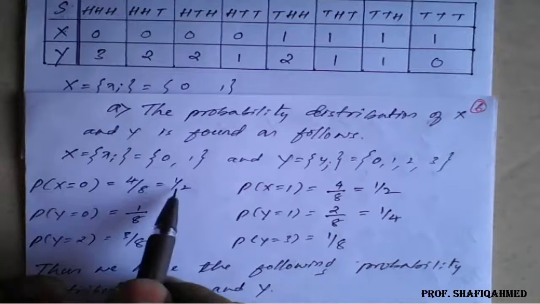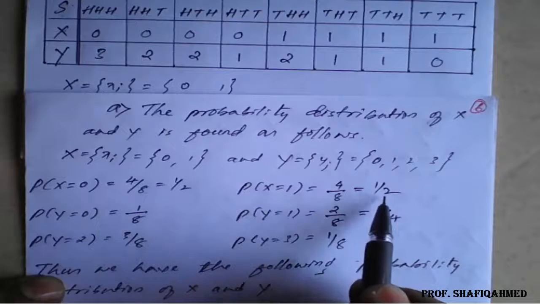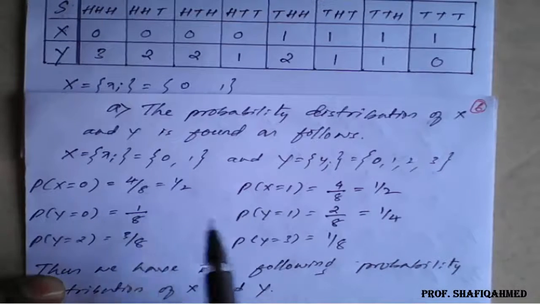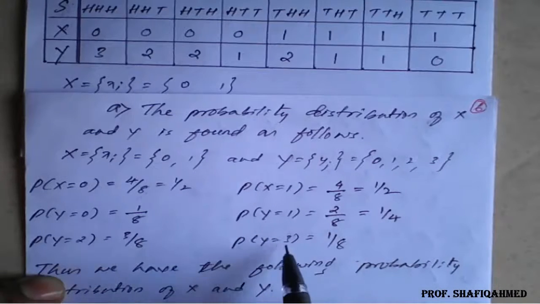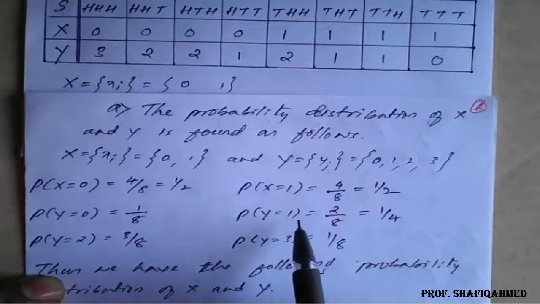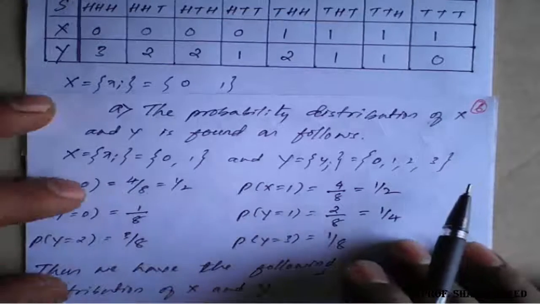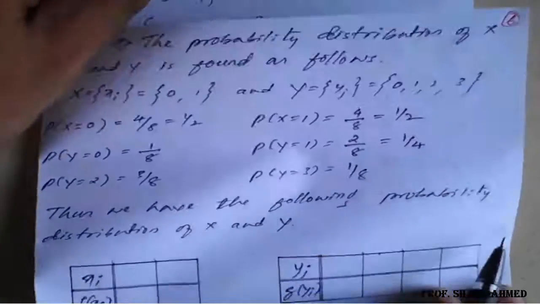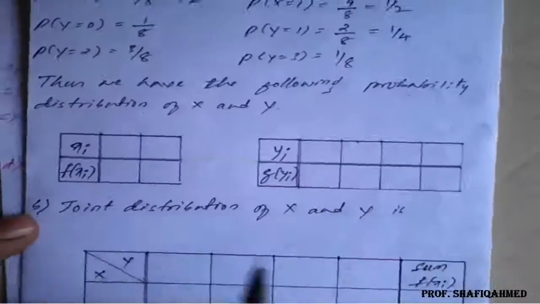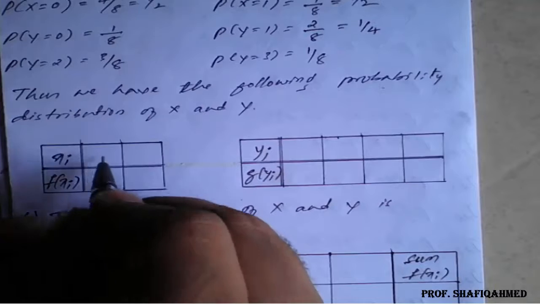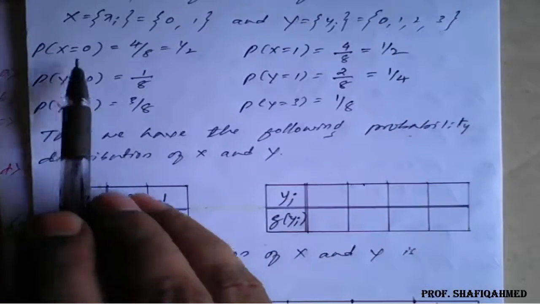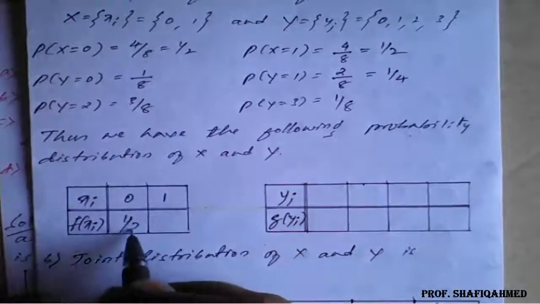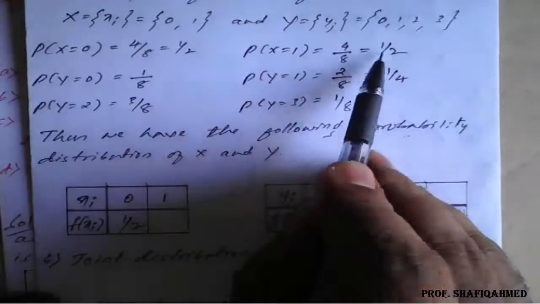When x is 0, it is 1 by 2. When x is 1, it is 1 by 2. When y is 0, it is 1 by 8. When y is 1, 1 by 4. Y is 2, 3 by 8. Y is 3, 1 by 8. So these values we have to write as marginal values. Just see here. X takes the values 0, 1. When x is 0, it is 1 by 2. When x is 1, it is 1 by 2.